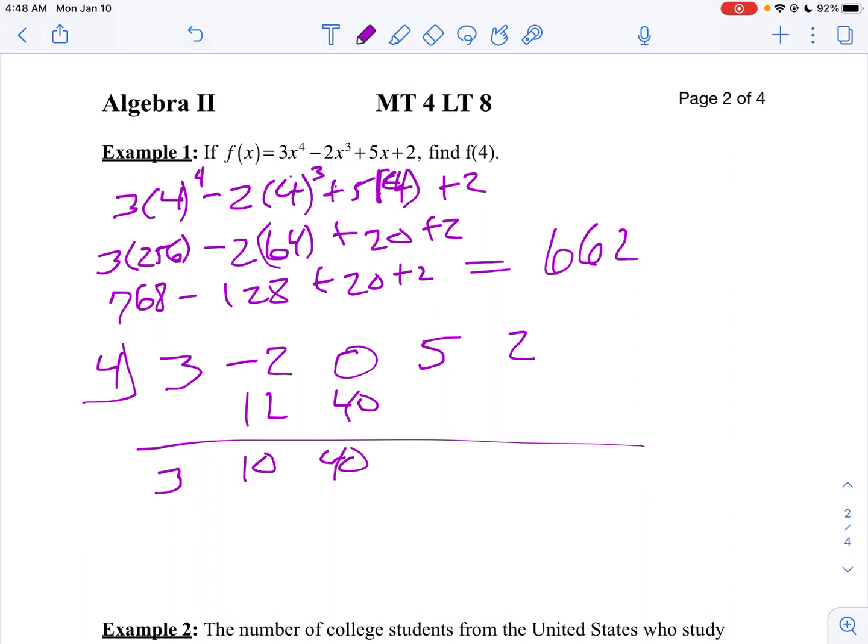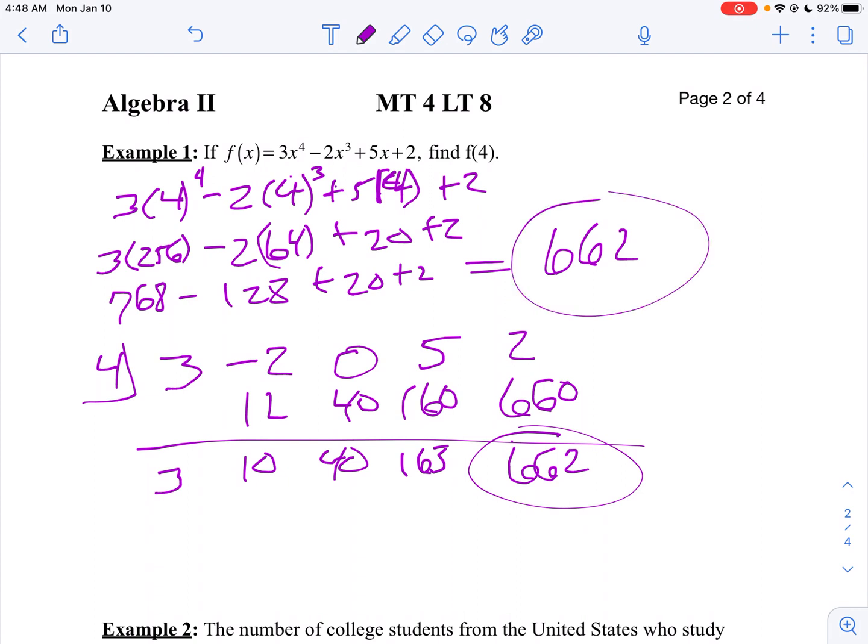40 times 4 is 160. So I get 165. If I take 4 times 165, I get 660. So 662. Notice my remainder is 662 no matter how I do it. And we call this synthetic substitution, which I think is a lot easier than substituting or long division all the time. Although, notice both are the same. But if I ask you to do it by synthetic substitution, I want to see your work for this part.